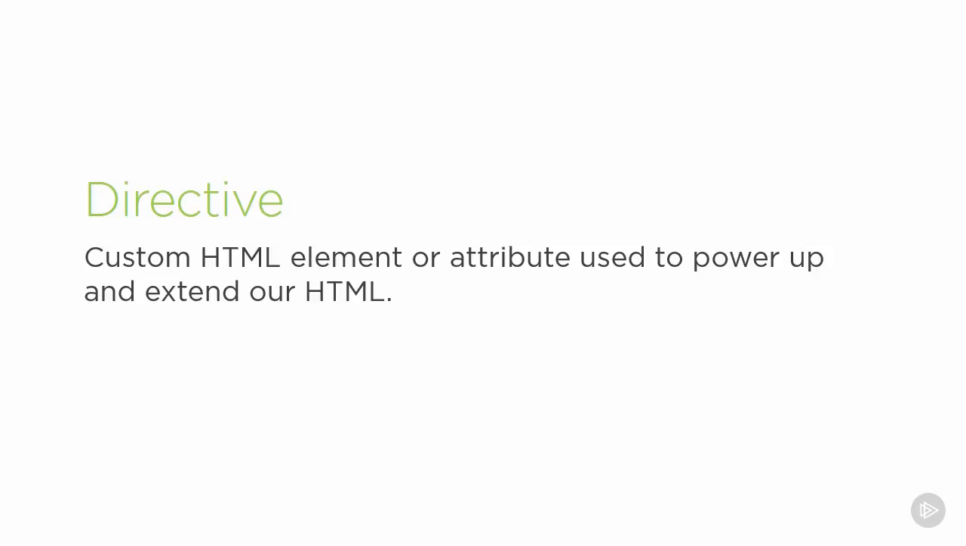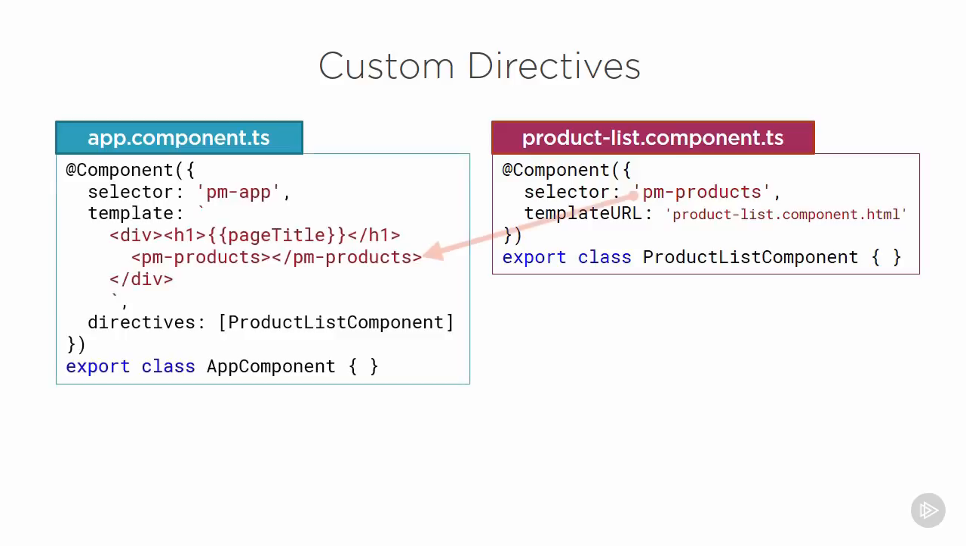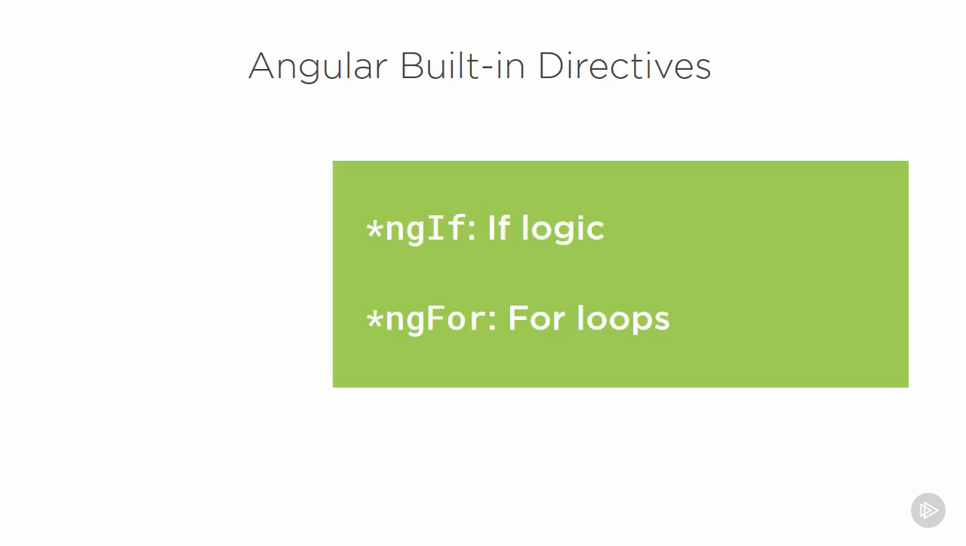We can think of a directive as a custom HTML element or attribute we use to power up and extend our HTML. We can build our own custom directives or use Angular's built-in directives. Previously in this module, we've seen how to build a component and use it as a custom directive. We used the PM Products directive to display our product list template. In addition to building our own custom directives, we can use Angular's built-in directives.